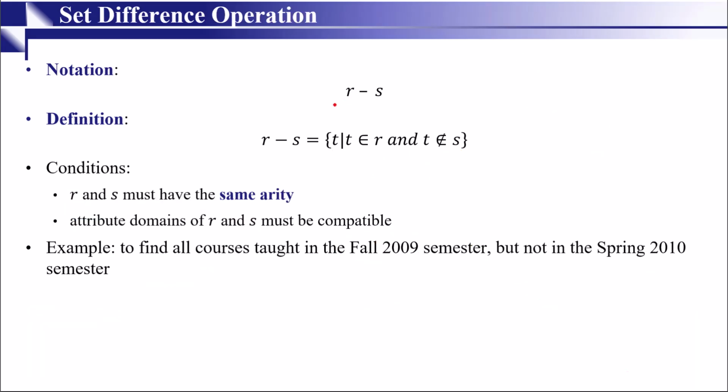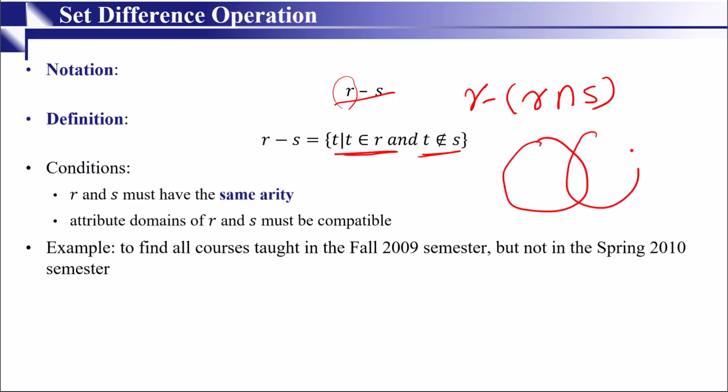Next, we have set difference. Set difference means all the tuples that are in R but not in S. So whatever is in R but not in S, or you can say R minus R intersection S. Using a Venn diagram, this is R, this is S. Whatever is in R but not in S means this part is not included.